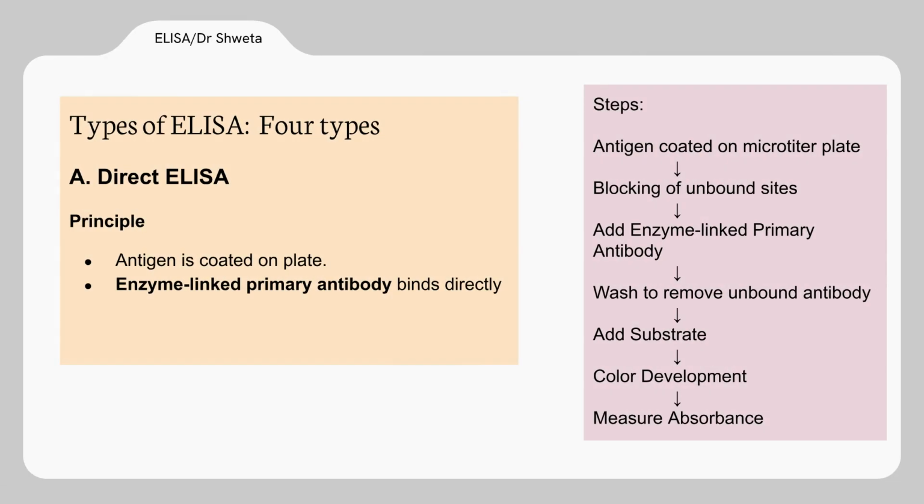Direct ELISA is one of the 4 types. The principle involves coating the antigen on the plate, followed by direct binding of the enzyme-linked primary antibody. Advantages include fast and few steps, but disadvantages are low sensitivity and no signal amplification.